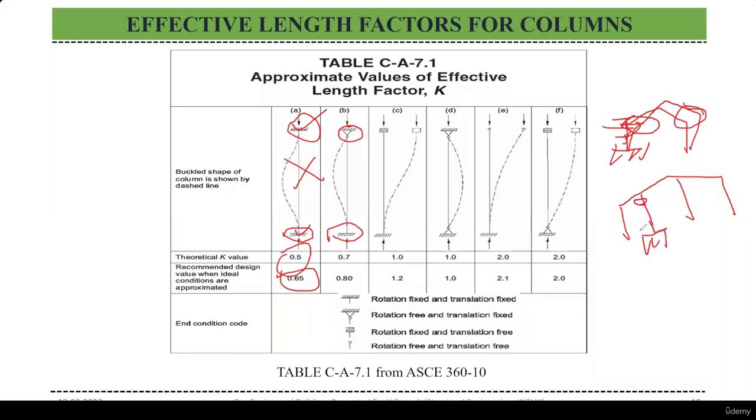But generally for any wind column, we will not use bottom as a fixed condition. So this case is also not applicable. I'm talking about general cases. So generally this case is also not applicable here. But these are the 4 cases which are applicable in regular PEB buildings. So this is the first case I have told you.